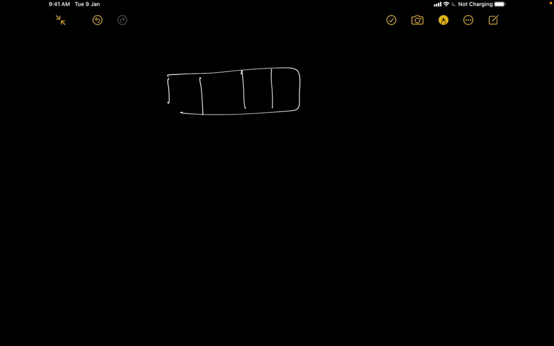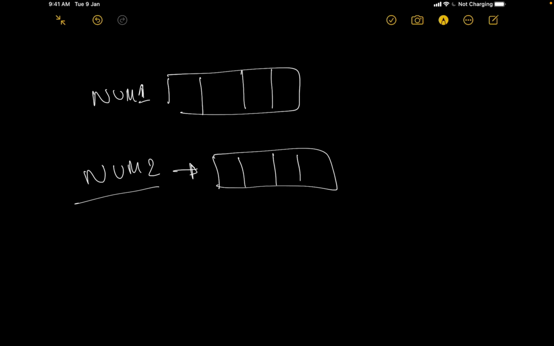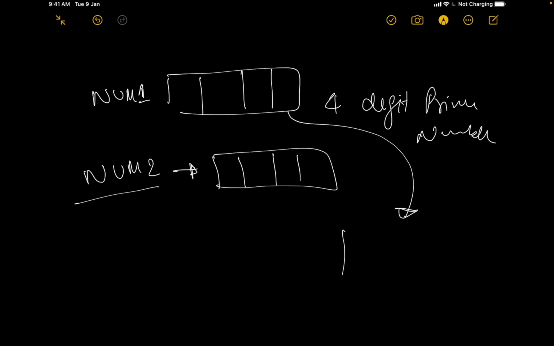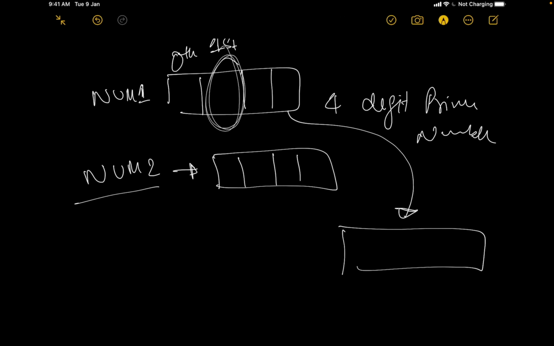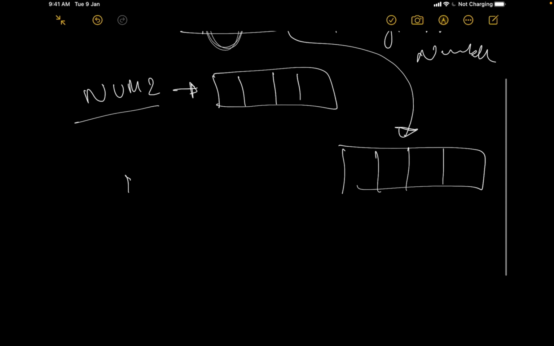So what they're asking us is that they'll be giving us two numbers. Let's say this is num1, this is num2. Now num1 and num2 are 4-digit prime numbers, and let's say I'm converting num1 to another number by changing any one of the digits. Let's say I'm changing the digit at the first index. This is the 0th index, first index, second index, third index. Then the number hence created should also be a prime number. So firstly, I'll definitely have to have a function for a primality test, to check if it's prime or not.